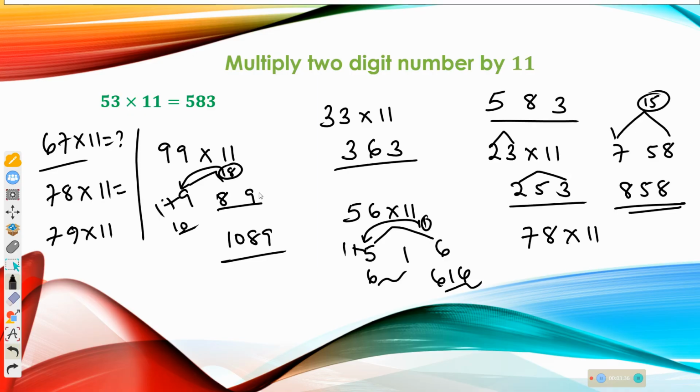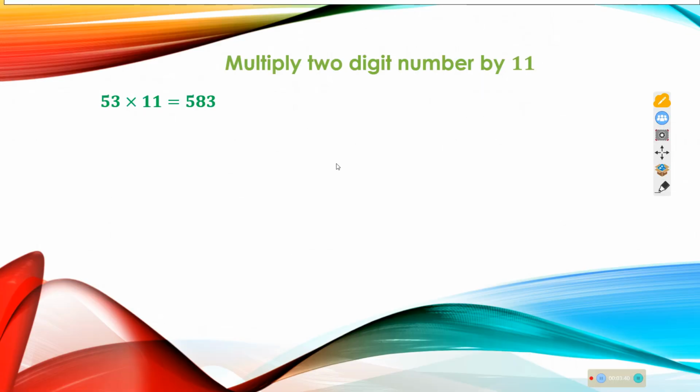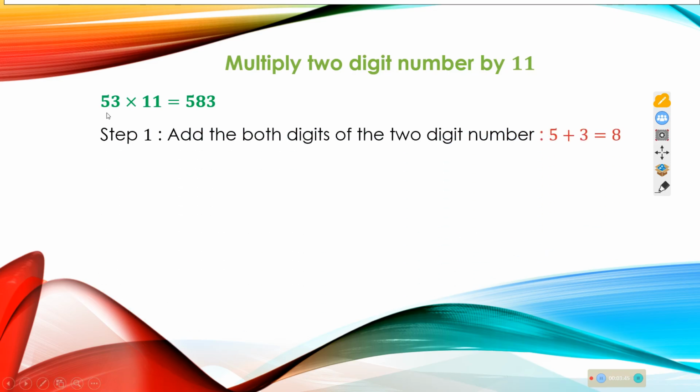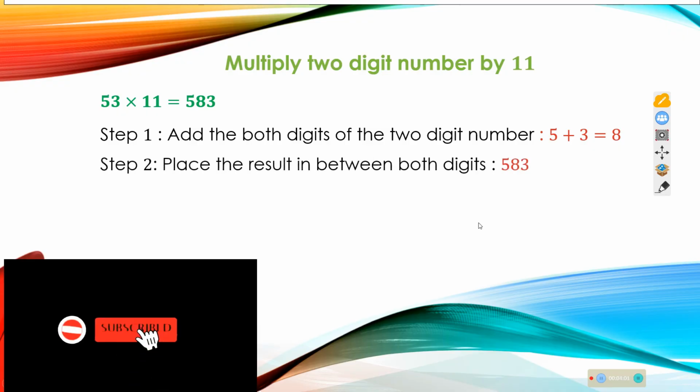But what is the logic behind all this? The logic is very simple. Let us go through that logic. If you are multiplying 53 with 11, don't simply use a calculator. You don't need to use a calculator to multiply this. The first step you will do is simply add these. Add 5 with 3, you will get 8. And after getting 8, what do you do? Place that 8 between 5 and 3. And that will be your answer.